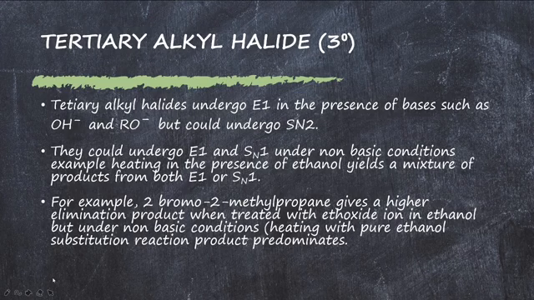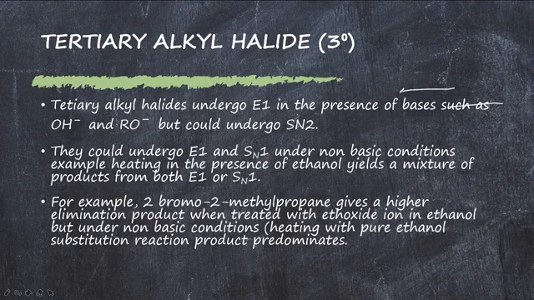and that's what I'm going to be talking about further on. I'll show you the structure and everything later on. 2-bromo-2-methylpropane gives a higher yield of elimination products when treated with ethoxide ion in ethanol, but under non-basic conditions, heating with pure ethanol, substitution products predominate. That means heating with pure ethanol, 2-bromo-2-methylpropane will yield a substituted product.